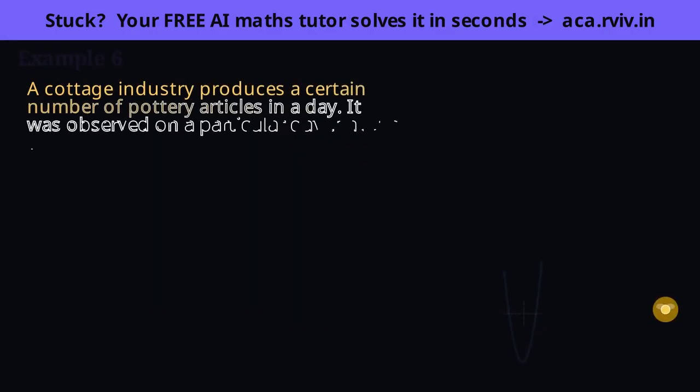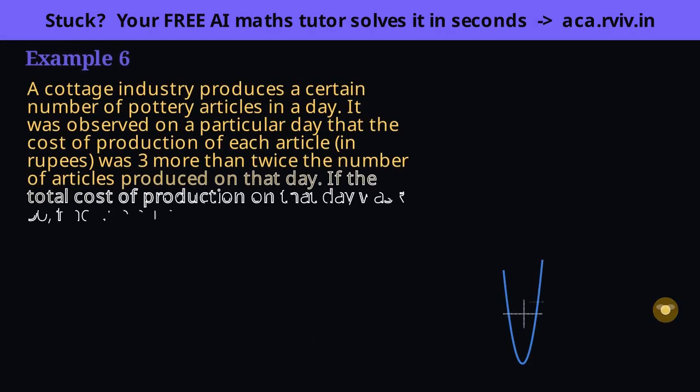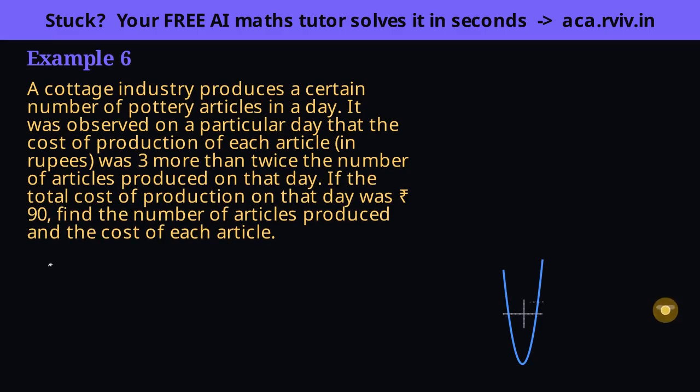Number times cost each equals total. That's the quadratic. Same opening move as always. Name the quantity we are asked for. The question wants the number of articles, so let that be x. Everything else in the problem will be built on this x.